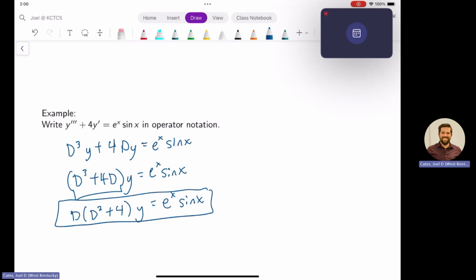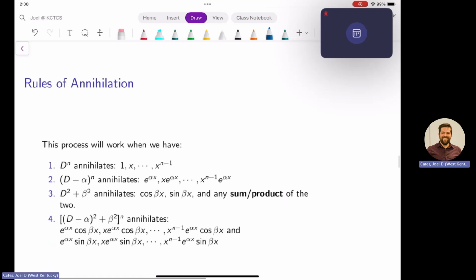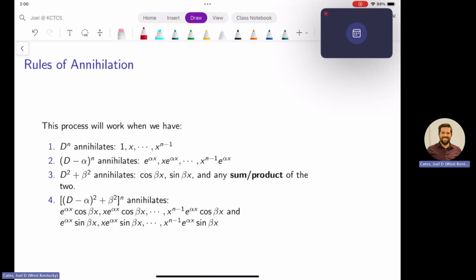we mentioned just a moment ago that an annihilator is something that brings something to 0, right? How many derivatives does it take to bring something to 0? Well, with polynomials, we see that it's just one more derivative than the degree of the polynomial, right? The highest exponent. You just need one higher derivative to make it happen.